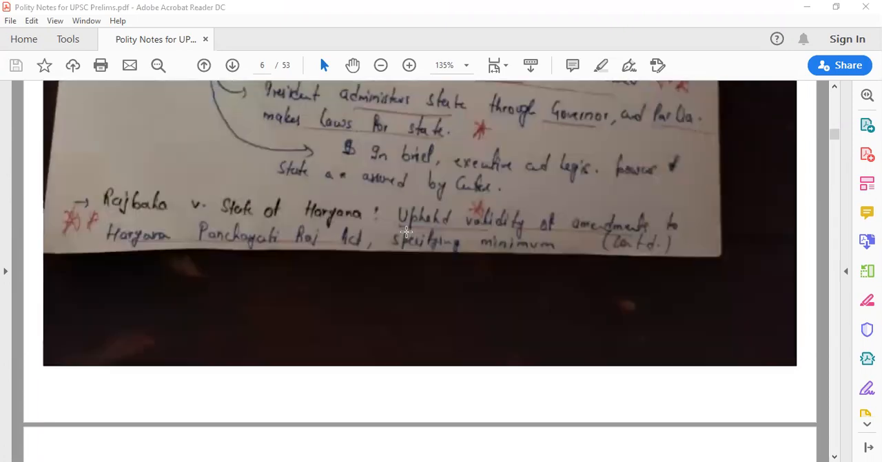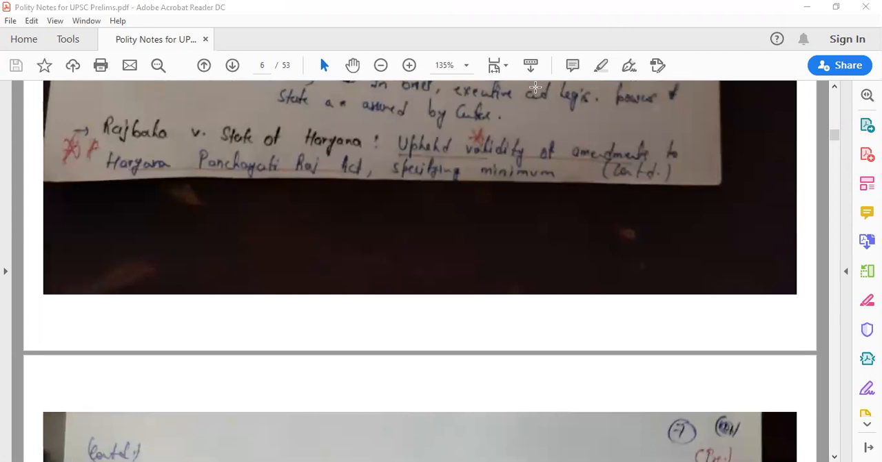So now let's talk about Rajbala versus State of Haryana. So we were talking about Delhi later on, or Delhi and Puducherry. Now this is all about devolution of power and local bodies. Rajbala versus State of Haryana. If they ask you what the Rajbala versus State of Haryana case dealt with, local body elections, or educational qualifications for local bodies, or is it related to the state list, concurrent list, or whatever.